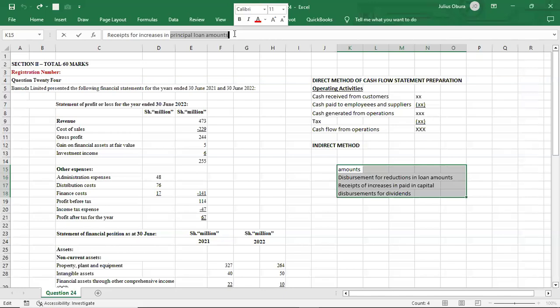But IFRS requires that you can either classify it as operations or as financing, so long as you maintain consistency. So that is the treatment for the finance cost, which is the same as the interest. You can either treat it as operations or as financing, so long as you maintain consistency in your books.